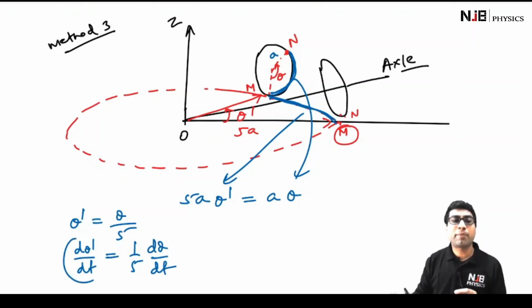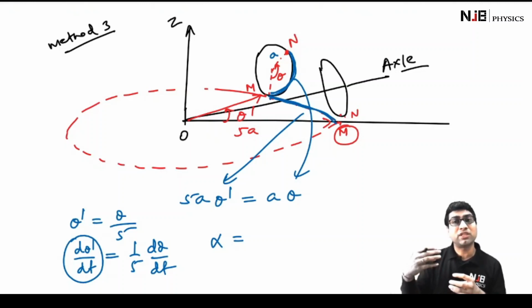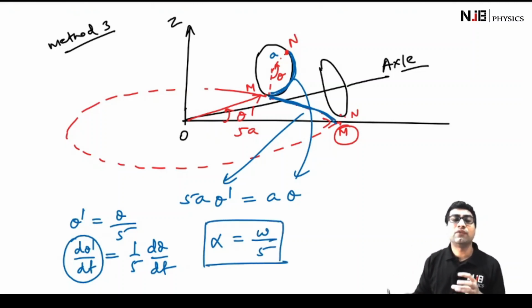Now what is d theta prime by dt? It is the rate at which the angular displacement of this point M is changing in the horizontal plane. You know that. So the LHS is alpha, and if you look at the RHS, what is d theta by dt? It is the rate at which the angular displacement of the disk is changing about this axle. So this is going to be equal to omega divided by 5. So this is another way in which you can get the value of alpha, which is the angular velocity of the center of mass of the assembly about the z-axis.